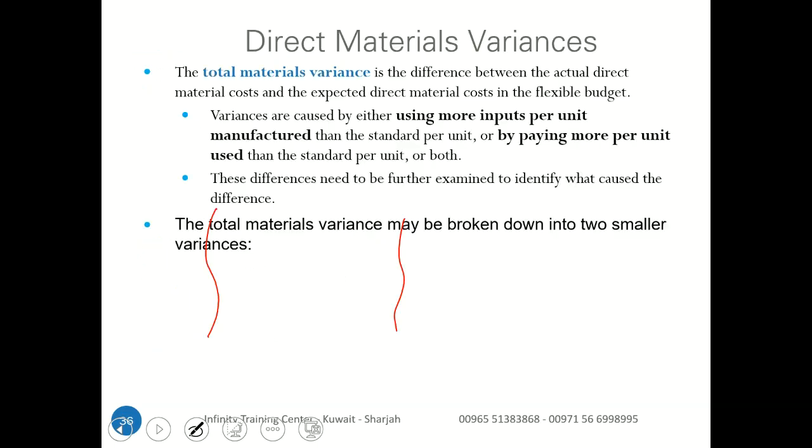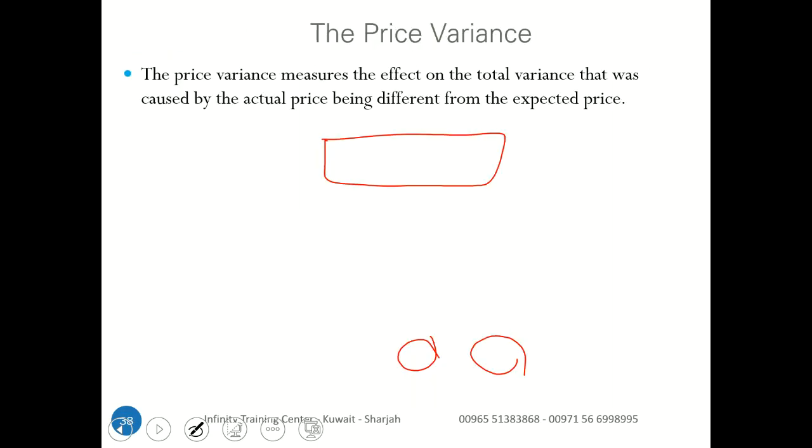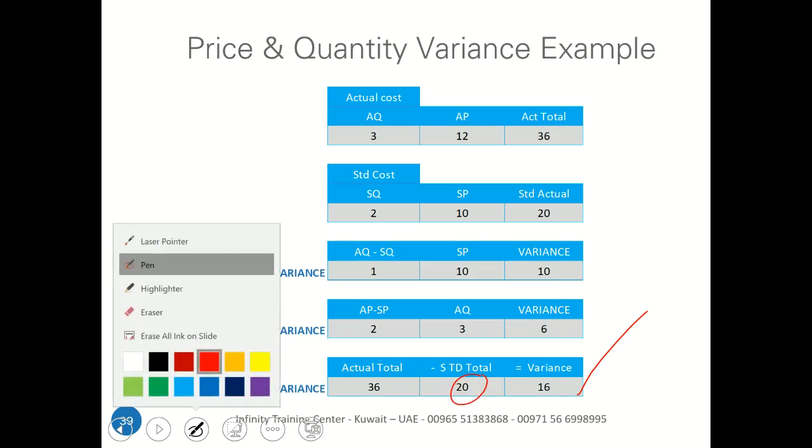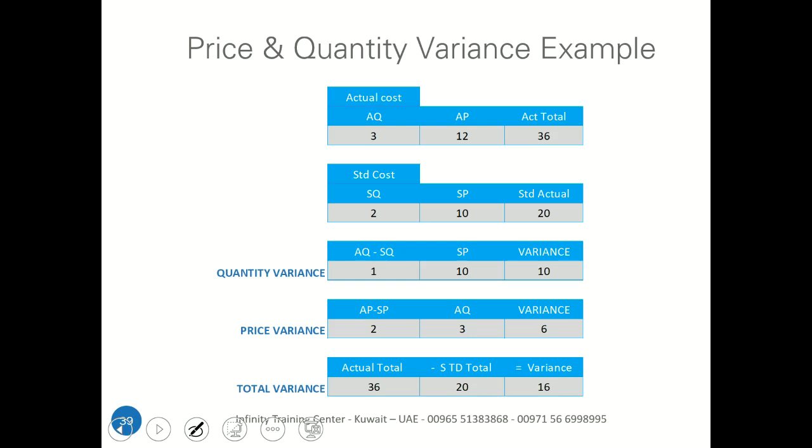Sorry. So that is the difference we are going to get in total material variance. So $16, 10 plus 6. We can say because of the quantities being different from actual, you have a $10 difference, and because of the price, you have a $6 difference, and the total variance is $16. And this is a positive variance because it is actual minus standard. When it is a positive variance, we can say it is unfavorable for expenses, right? So this is an unfavorable variance of $16.